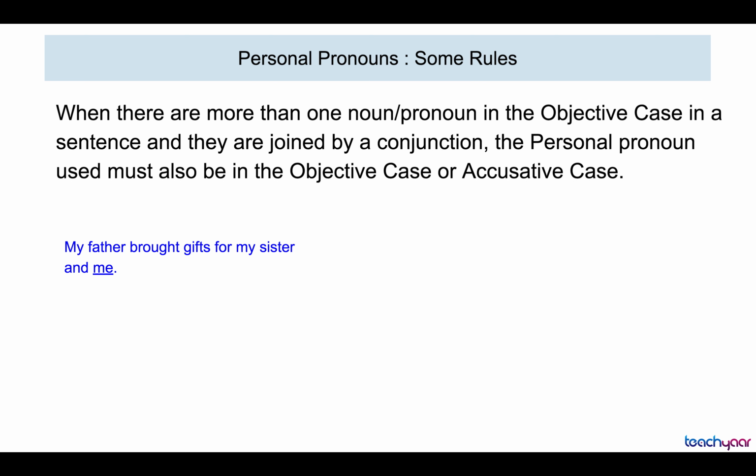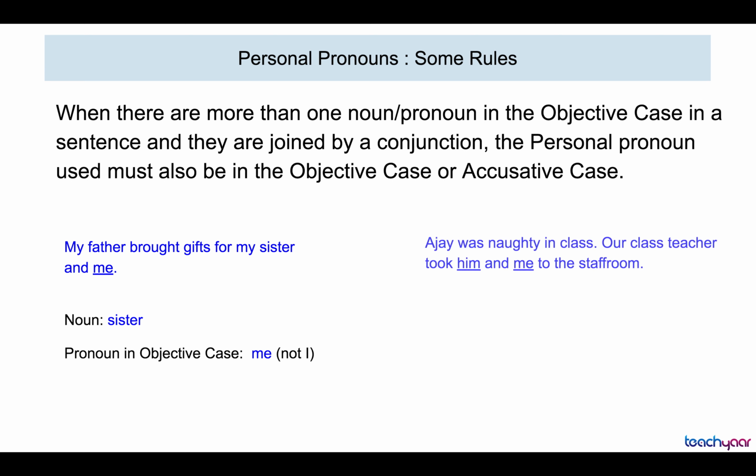We have done all this case before. Possessive case, objective case. So in the objective case, instead of I, which is subjective, nominative, the objective is me. That is why you say my sister and me. So the noun is sister, and the pronoun in the objective case is me. Because this is where sometimes we make mistakes.